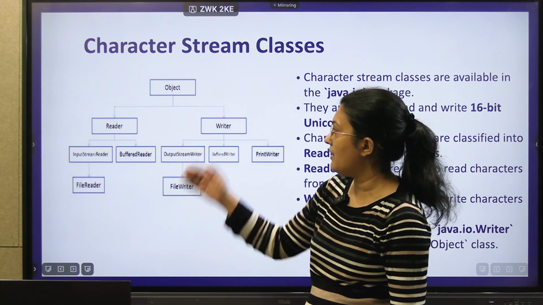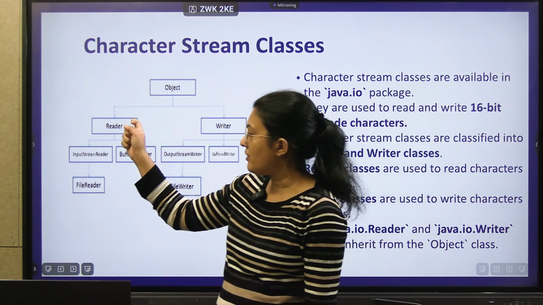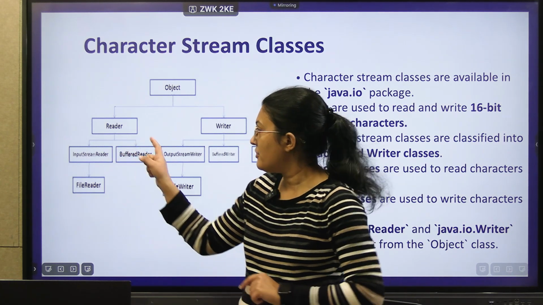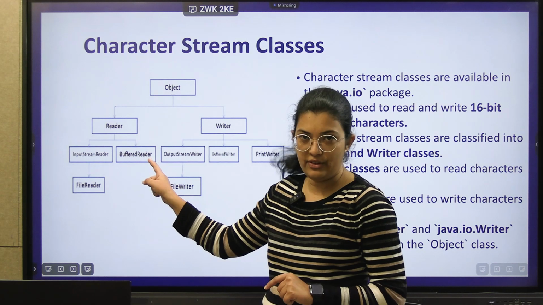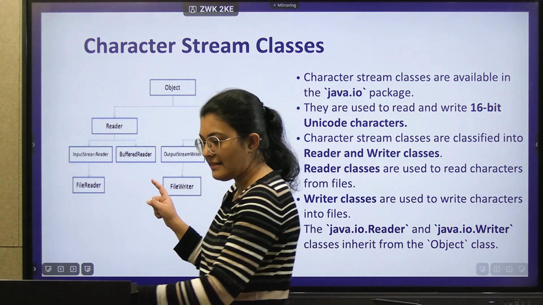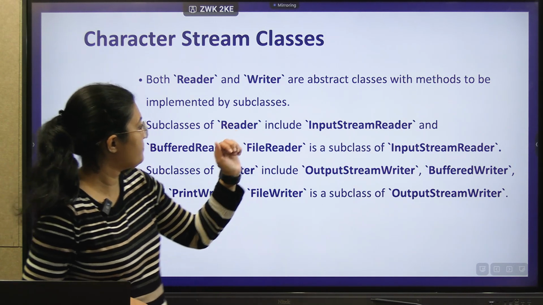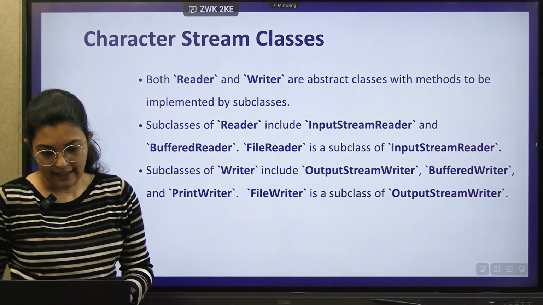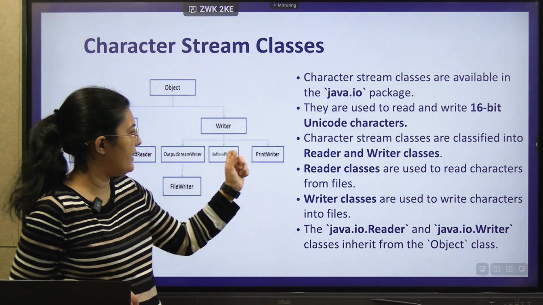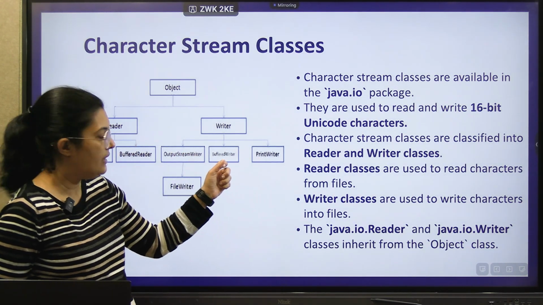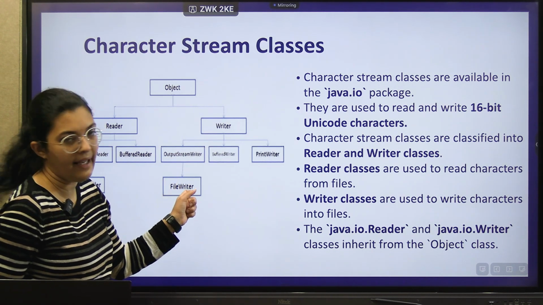This is again the hierarchy of those classes. We have the Reader and Writer classes. Which classes are available for Reader? The Reader class is inherited by InputStreamReader and BufferedReader. So the Reader class has two subclasses, basically InputStreamReader and BufferedReader. And secondly, the Writer class has OutputStreamWriter, BufferedWriter, and PrintWriter. These are the classes available, and OutputStreamWriter is again inherited by the FileWriter class.